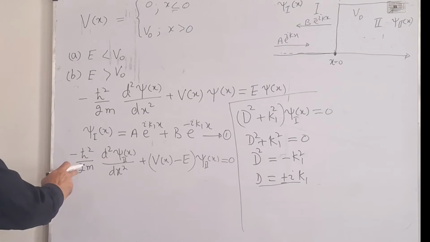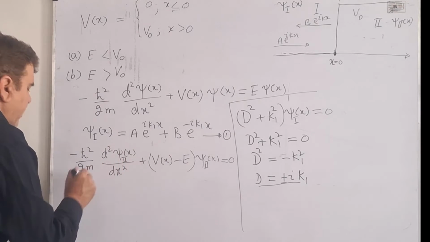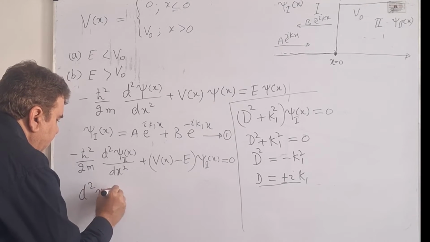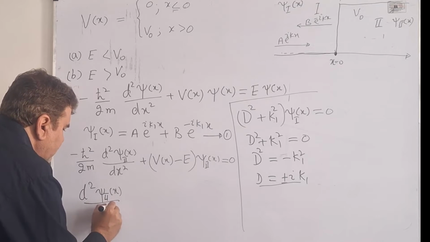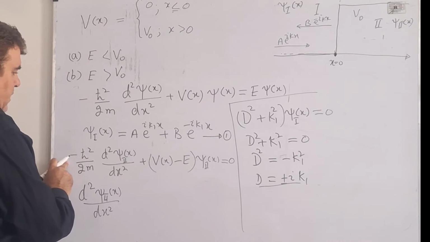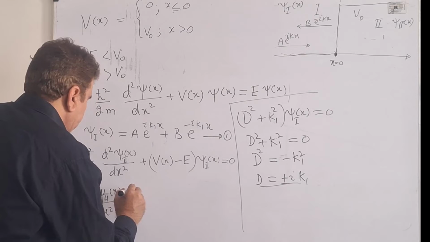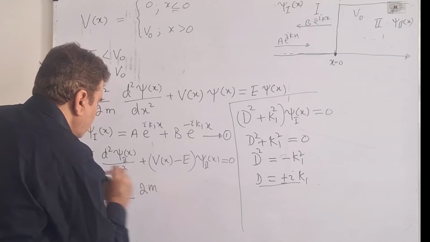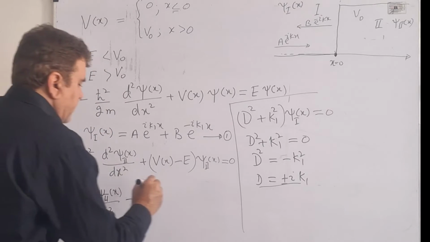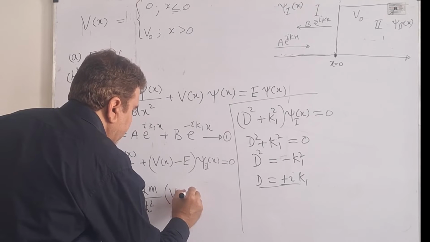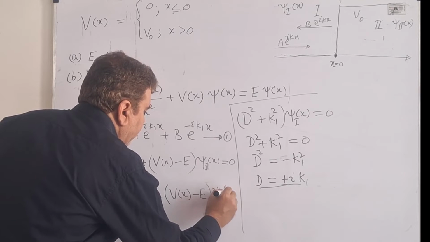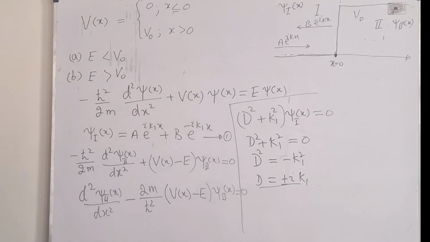And I again combine this term with this term, and write the equation in the form d squared psi 2 of x divided by dx squared, and this would become minus 2m divided by h bar squared into V of x minus E into psi 2 of x equals 0.